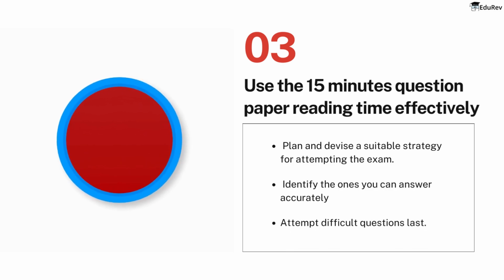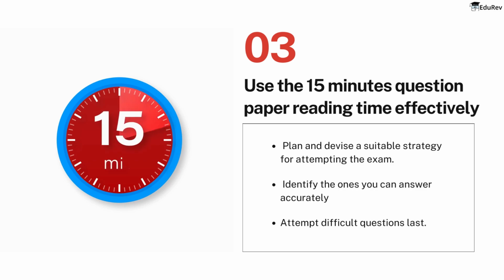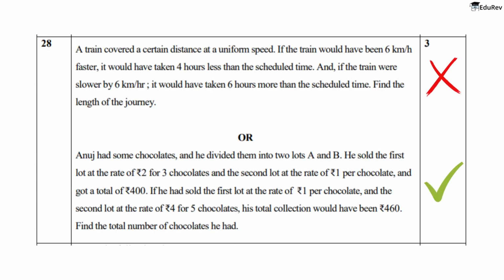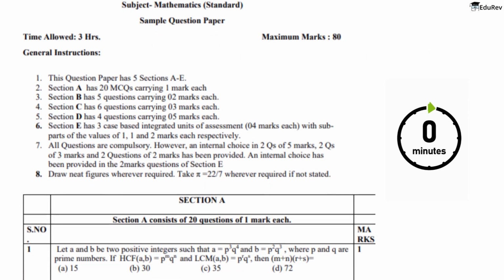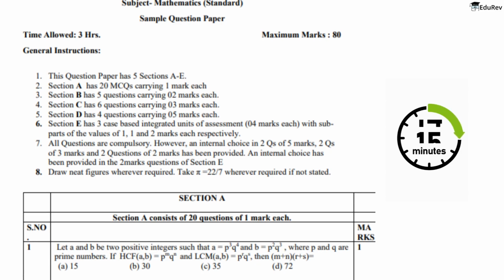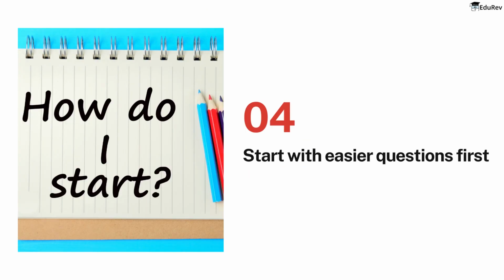Questions that do not come to mind should be attempted last. You should use this time to select internal choice questions, which you are going to attempt. You should also allocate 15 minutes reading time while solving sample papers to develop the habit of efficiently using the 15 minutes reading time. Start with easier questions first.